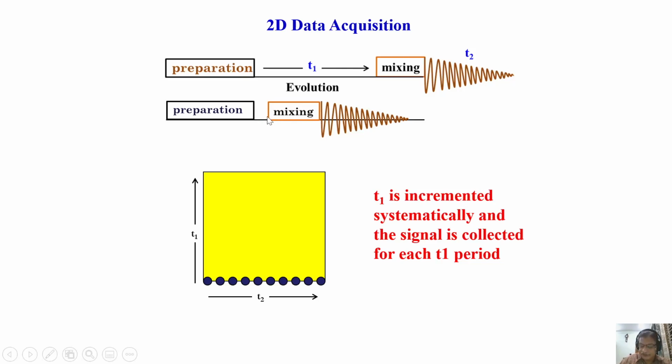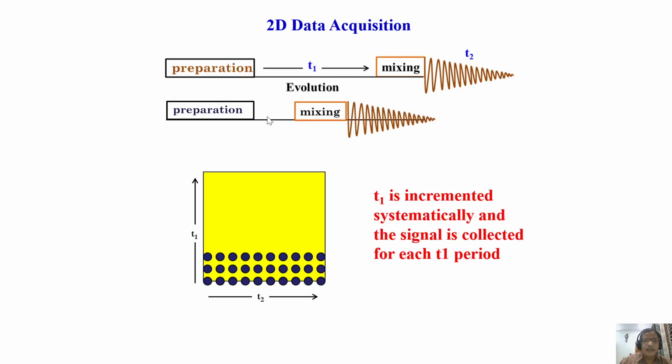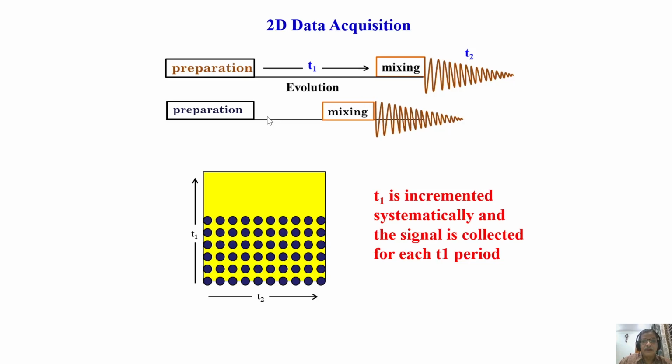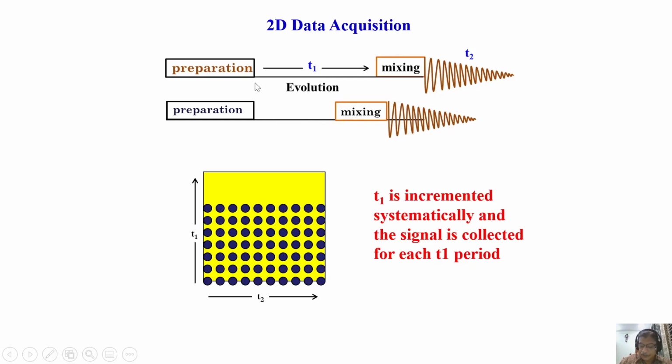Now the gap increased. We add some more delay, incrementing the delay, like initially let us say 5 microseconds, next we have 7 microseconds, 8 microseconds, like that. What is happening? Every time I am increasing the time delay T1. But notice one thing, this is constant. I am not incrementing this. Only this period is incremented. You keep on incrementing like this.